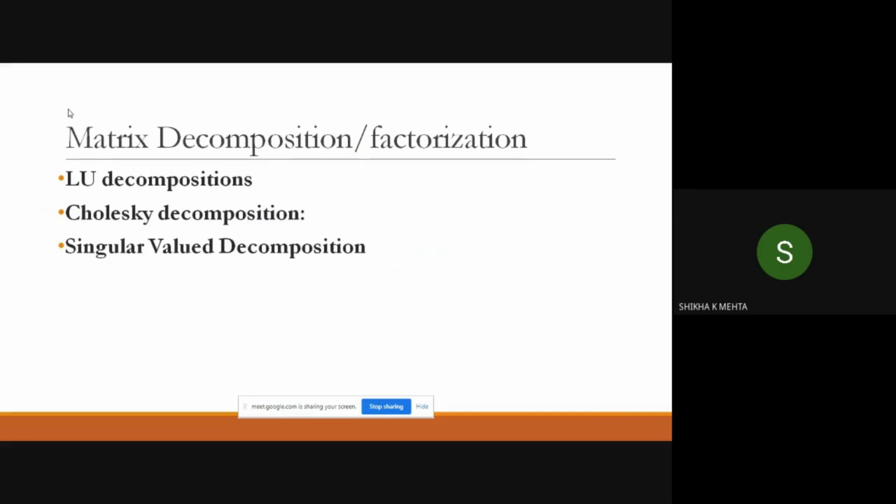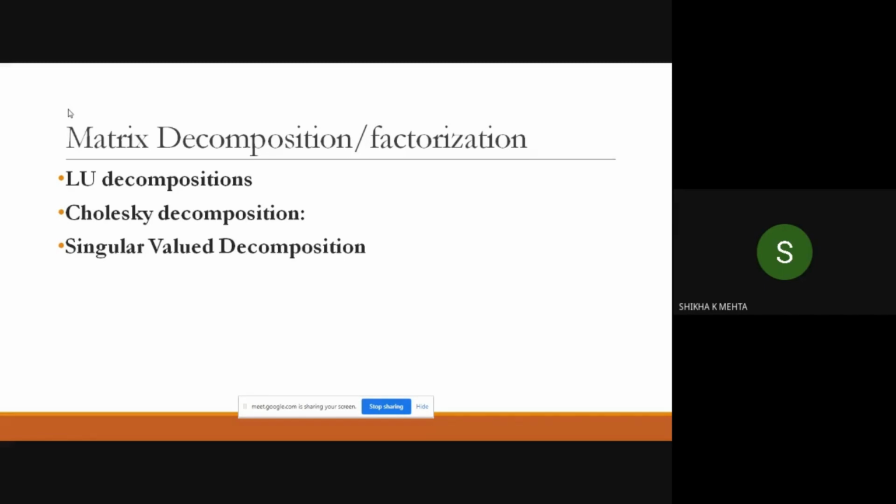So now moving ahead with the matrix operations we are doing, we move on to the matrix decompositions. Basically, when we are focusing on solving linear equations using matrices, first of all we learned how to solve the linear equations using the Gaussian elimination method.